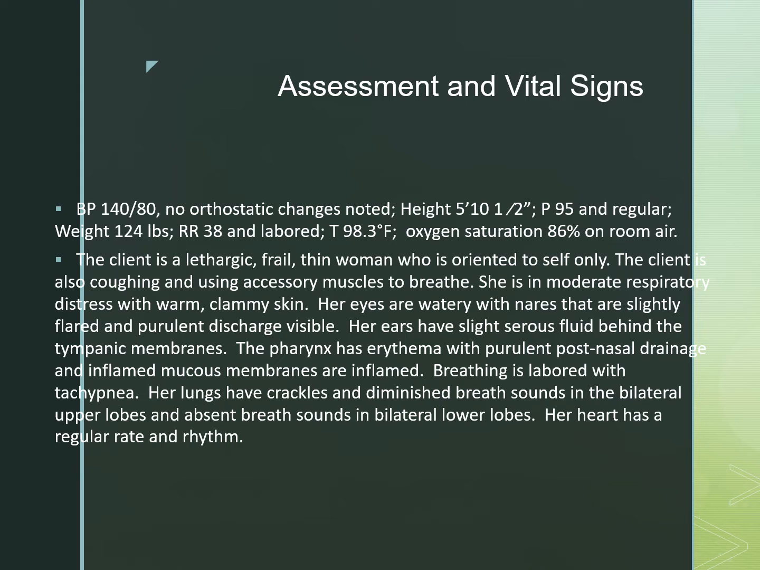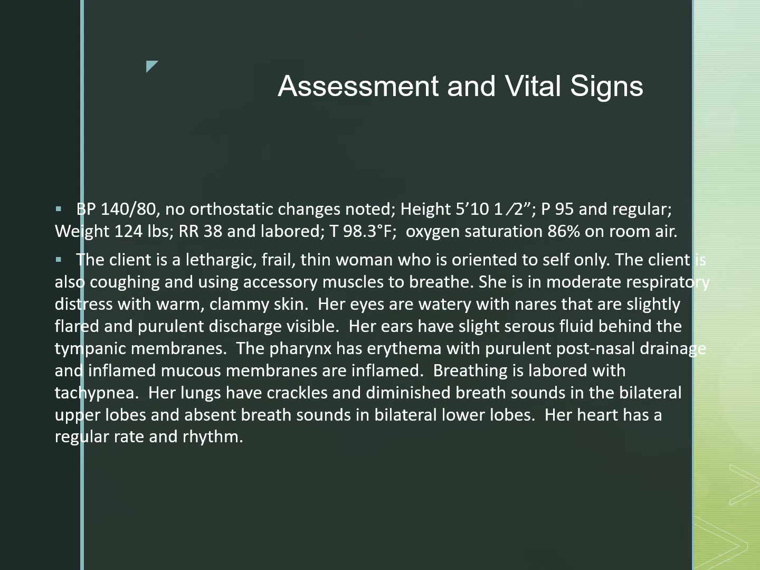Her blood pressure currently is 140/80 with no orthostatic changes noted. She is 5'10" and a half. Heart rate is 95, regular, weight is 124, respiratory rate is 38 and labored. Her temp is 98.3. Oxygen saturation is 86% on room air. This client is a lethargic, frail, thin woman that's oriented to self only.